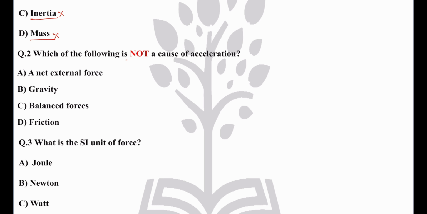Which of the following is not a cause of acceleration? Who is not creating acceleration? External force, yes. Gravity, yes, F equals mg. Friction, yes, it is creating because F of friction equals mu times mg. Balanced force, no. So the right answer is C. Clear? Because for balanced force, we understand F net equals 0.